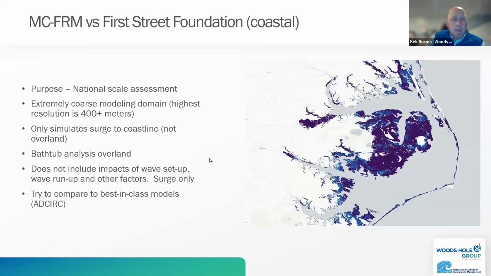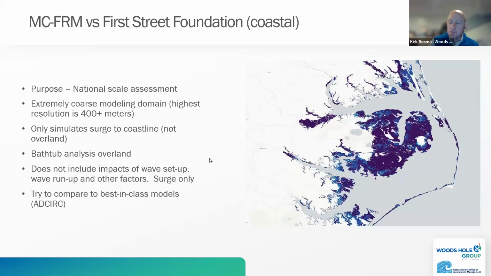The other one that some of you may know about is First Street Foundation. They have a number of different flood maps that they present. They do have pluvial and fluvial for inland areas. They also do coastal. It's a national scale assessment. So for their coastal model, it's an extremely coarse model. It's called GeoClaw. The highest resolution they get to is 400 plus meters.